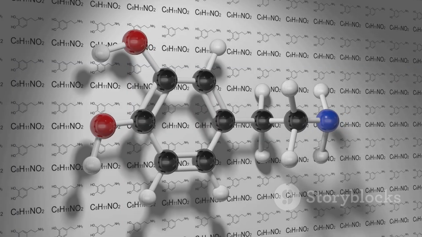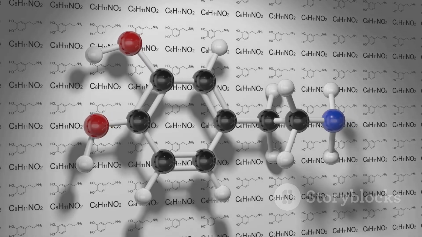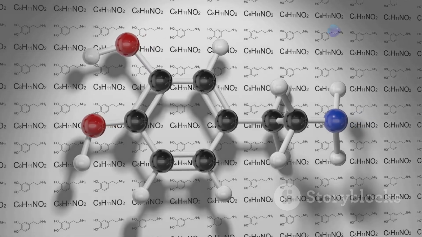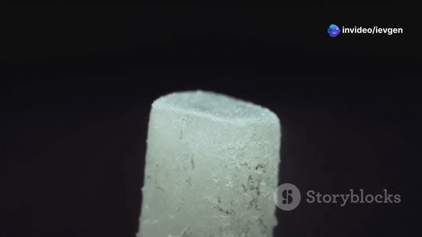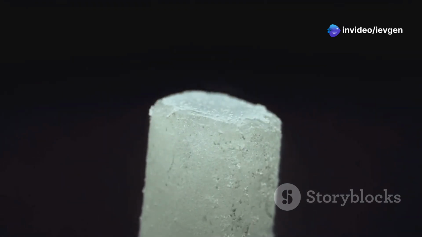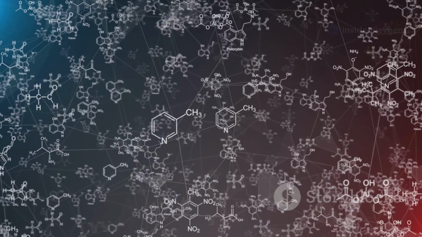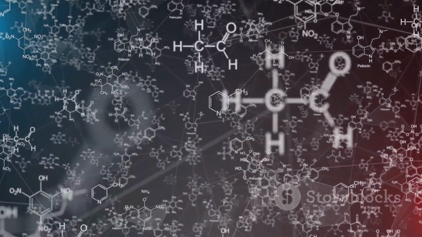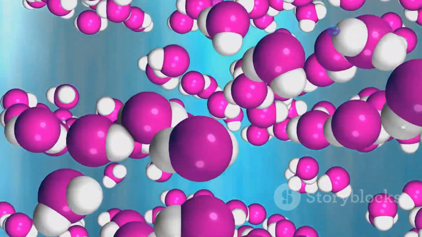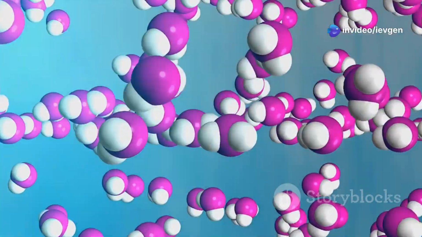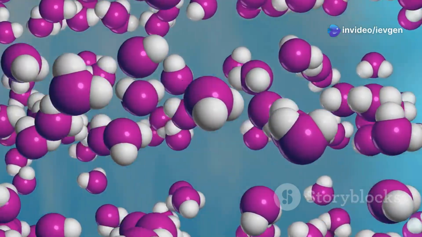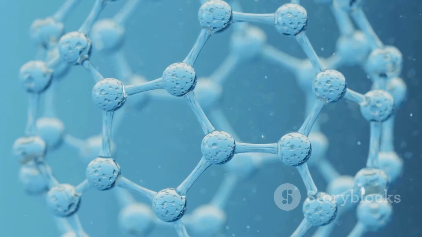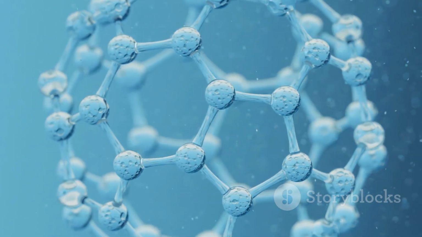Some bonds are very strong, requiring significant energy to break, while others are relatively weak. The strength and type of bond influence a molecule's properties, such as its melting point, boiling point, and reactivity. The diversity of molecules in the universe arises from the countless ways atoms can bond together. From simple molecules like water to complex macromolecules like DNA, the arrangement of atoms within a molecule dictates its properties and functions. Molecules are the building blocks of everything around us.